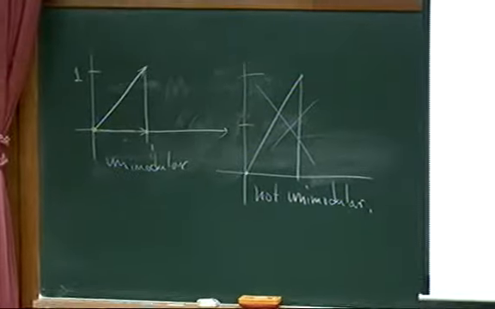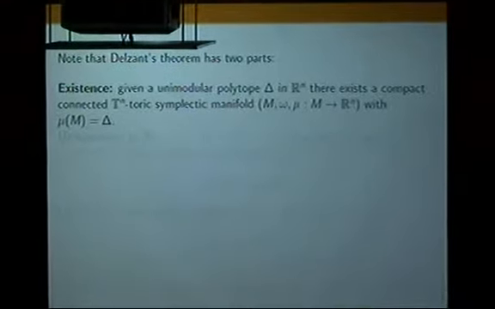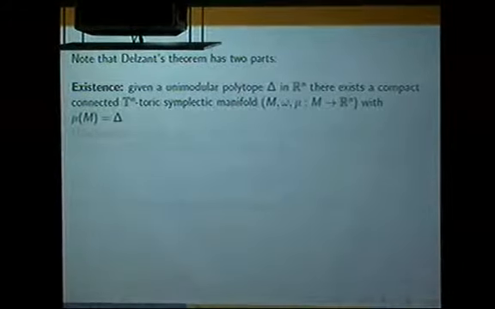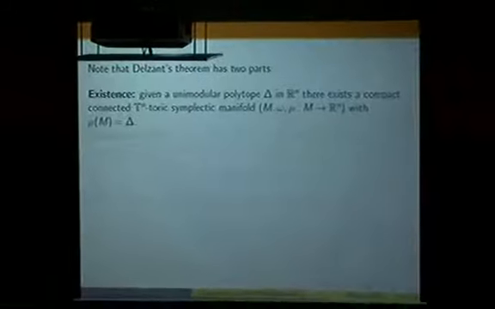Now I want to make a couple of comments about Delzant's theorem. It has two parts. So this is something I already said, that it has an existence part. Given a polytope, there is a corresponding symplectic toric manifold. And that's probably the more interesting part.